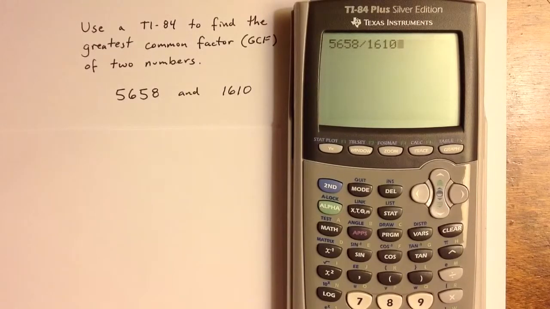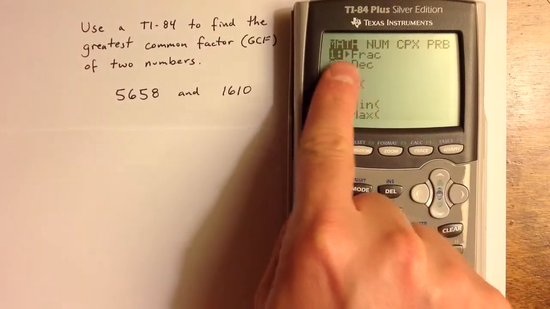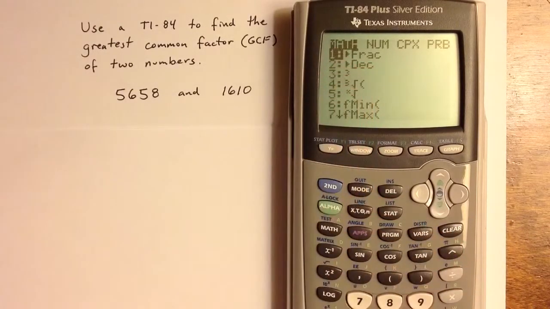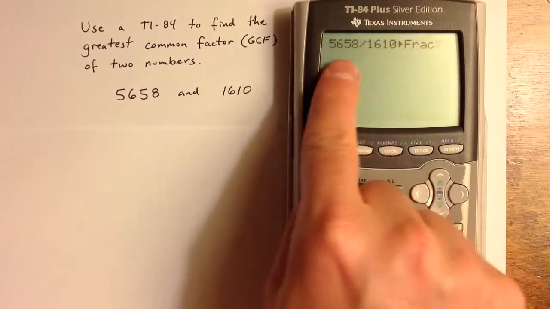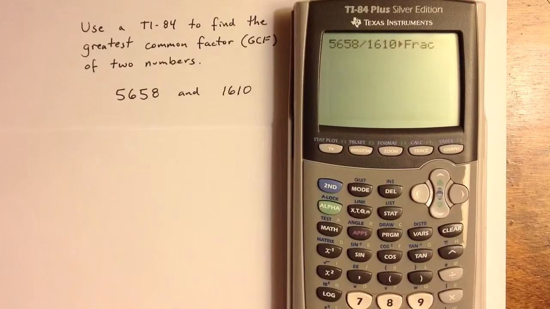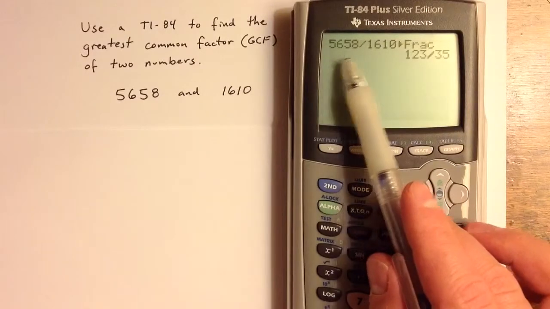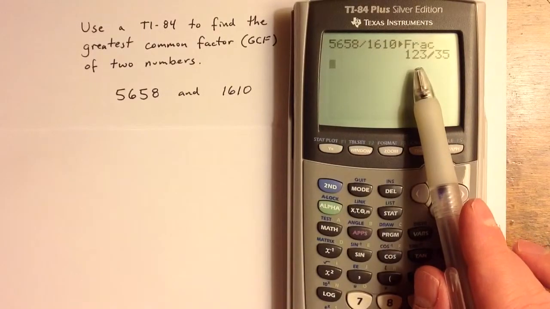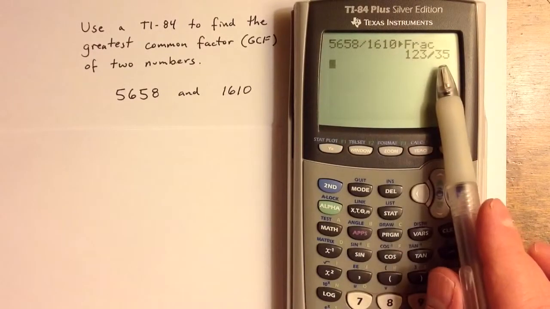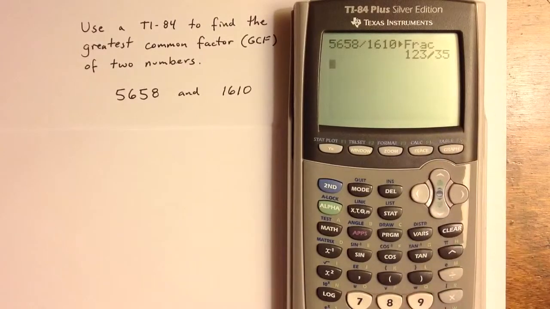It doesn't really matter which is on top. And then go to the Math key and choose the first option under the Math tab, the fraction option. So that's going to take the fraction I created and turn it into a fraction of simplest form. So I know there's some number that if I divide the top number by it, I get 123, and if I divide the bottom number, I get 35.